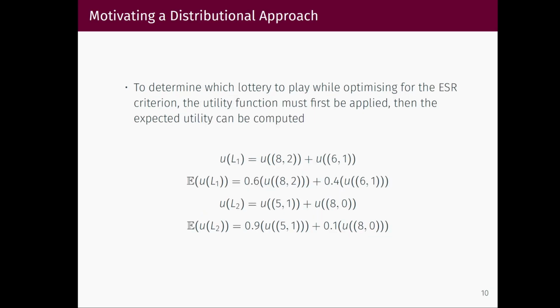However, we can't use the expected value vectors under the ESR criterion, given that to compute the ESR criterion, we actually have to apply the utility function first and then calculate the expectation. So immediately we need to move on to new methods, and the best methods that actually can allow us to compute the ESR criterion are distributional methods. Therefore we must take a distributional perspective on decision making when dealing with the ESR criterion when the utility function is unknown.